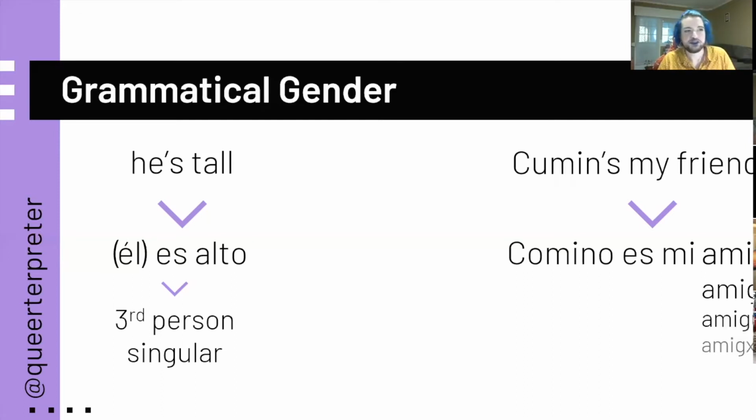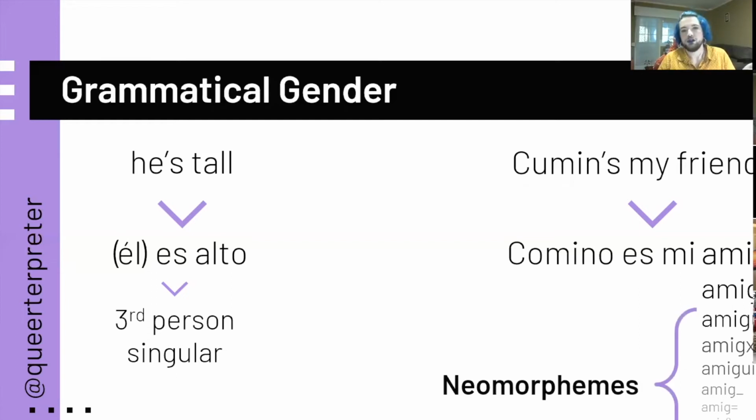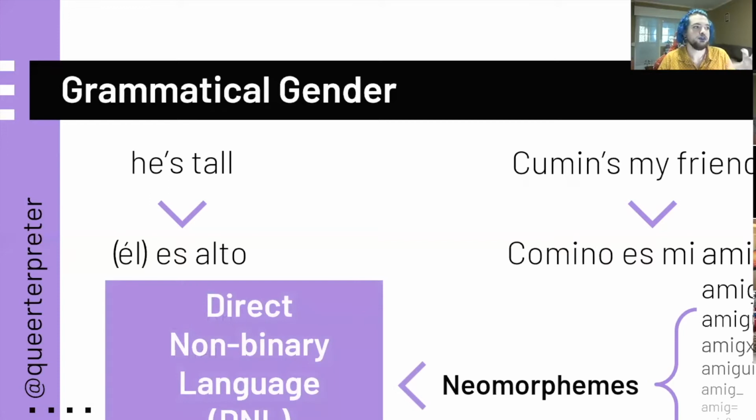There's a ton of current strategies. The one that I personally use for myself is the E, so amigue, or E. Amiguex is pretty popular in the US, but there's a lot of different strategies. All of these are what I call in my research neomorphemes, and they are a part of a larger thing that I call direct non-binary language.